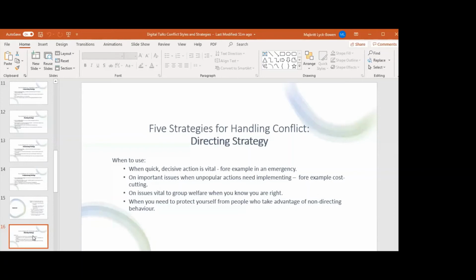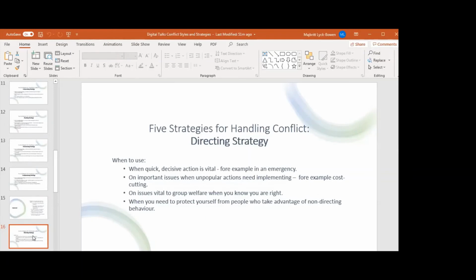Or the classical situation, if your child is about to run out in the road, you grab them, you take them back. You don't just start having a conversation with them about whether this is the right decision or not. So there might be situations where directing and making that decision swiftly is really important, and that's where the directing style can be really helpful.